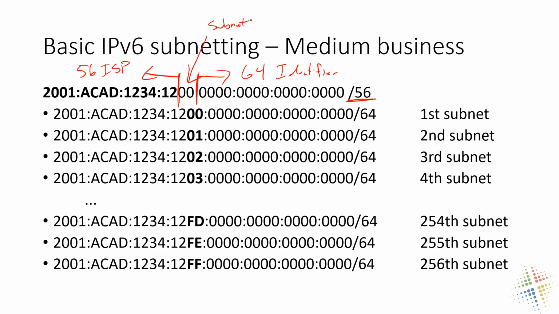Well, that's great. 00, that's my first network. I go 01, 02, 03, 04, 05, all the way up to FF. And that gives me 256 possible subnets. That's awesome. I needed more than 16. I maybe only needed 20, but I'm able to go ahead and move on up to 256.